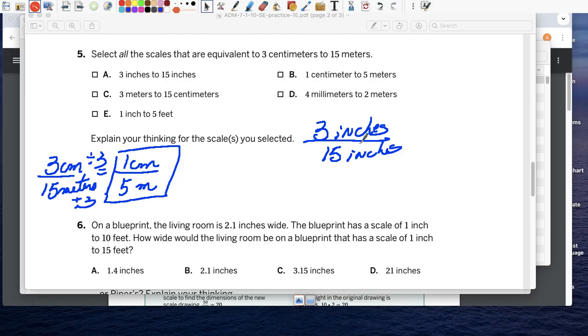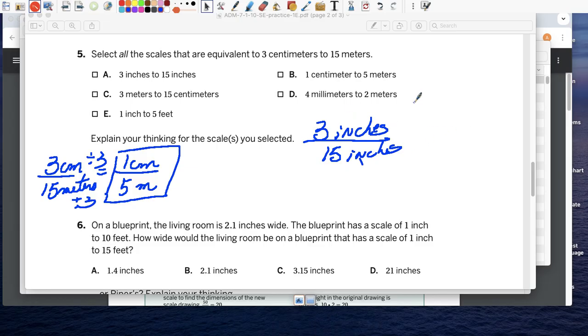Why would they do this? It's beyond me. Well, one is in centimeters, the other one is in inches. They can't. No, I don't believe they actually want this. First of all, we would have to change inches to centimeters.